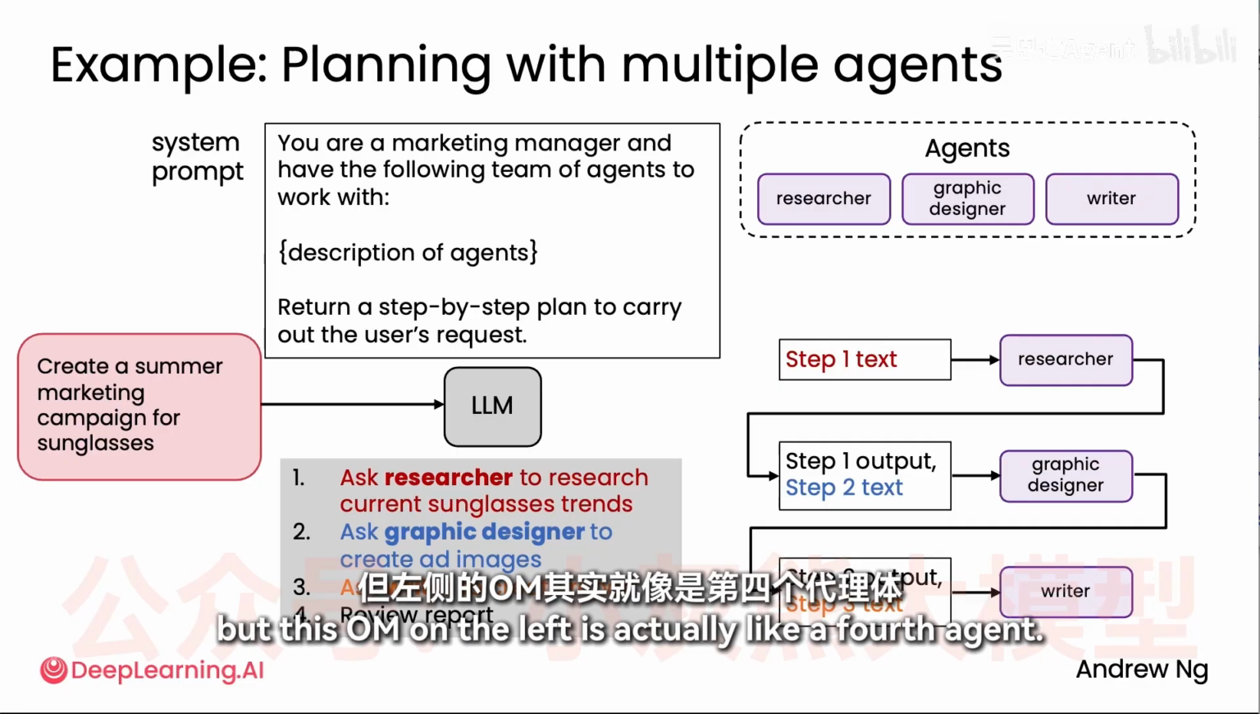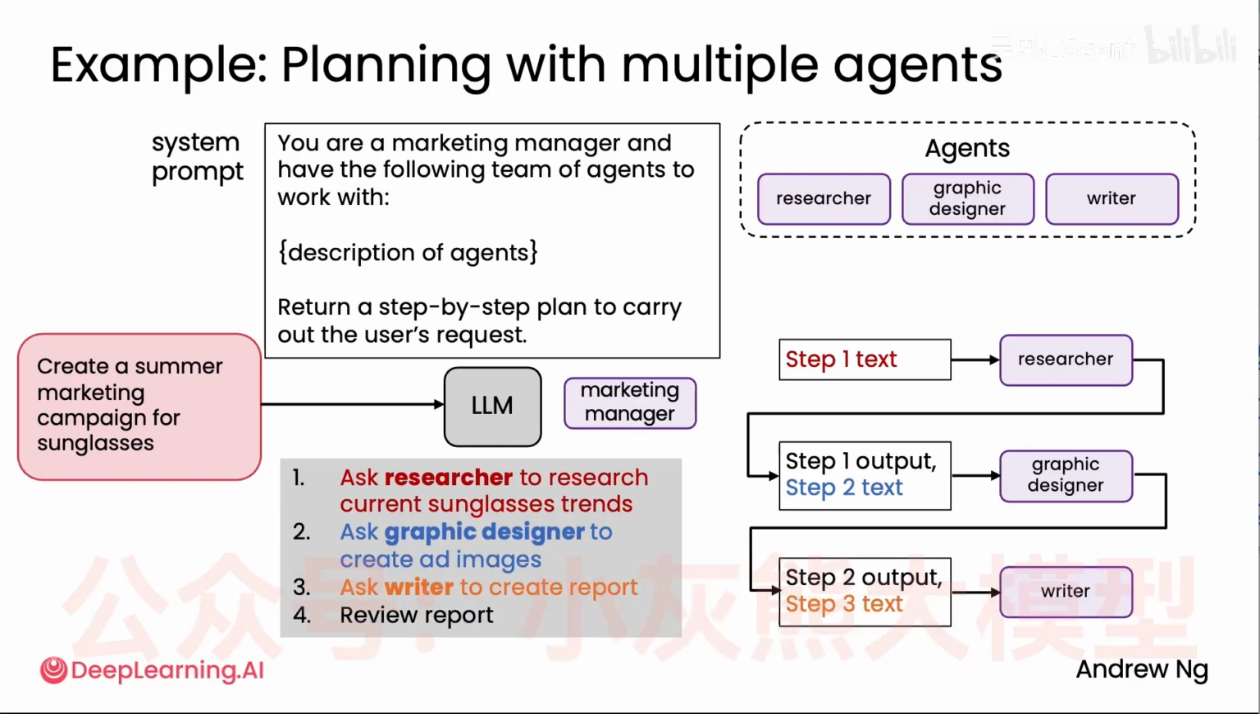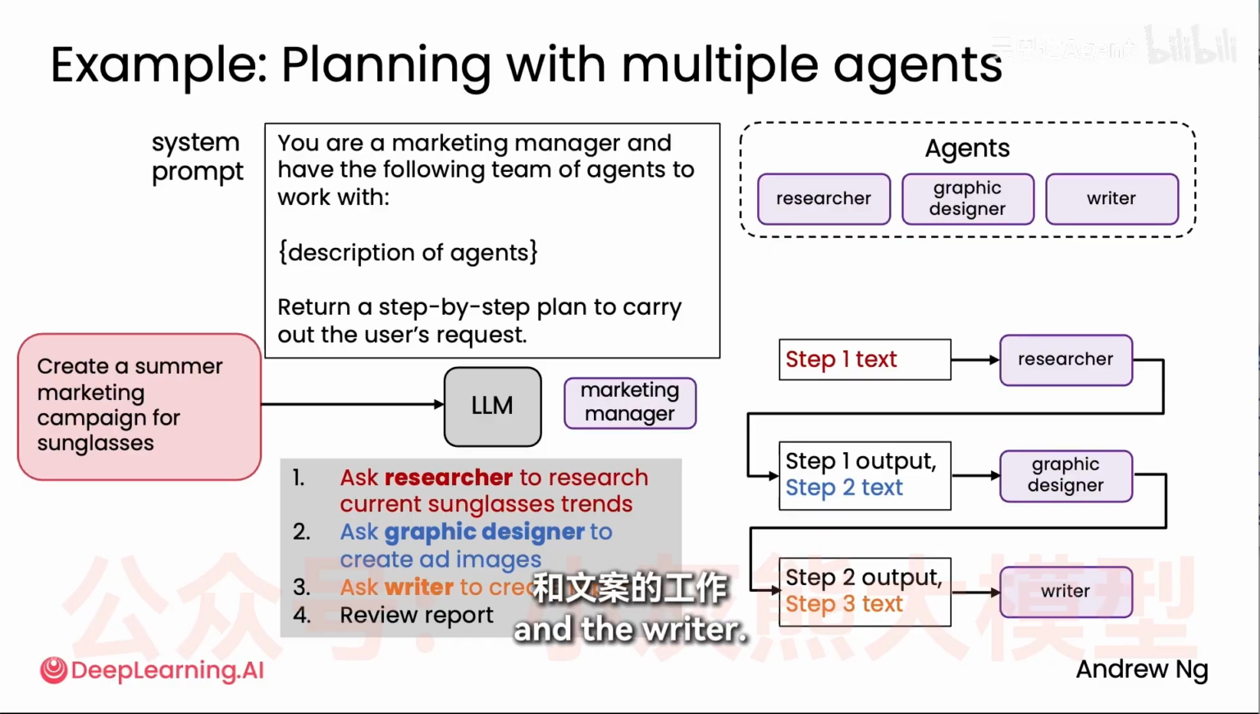One interesting view of this workflow is as if you have these three agents up here, but this LLM on the left is actually like a fourth agent. There's a marketing manager that is a manager of a marketing team that is setting direction and then delegating tasks to the researcher, the graphic designer, and the writer agents. So this becomes actually a collection of four agents, with a marketing manager agent coordinating the work of the researcher, the graphic designer, and the writer.